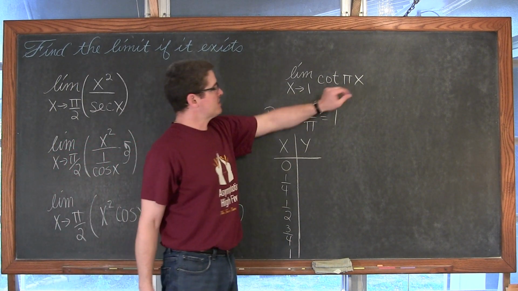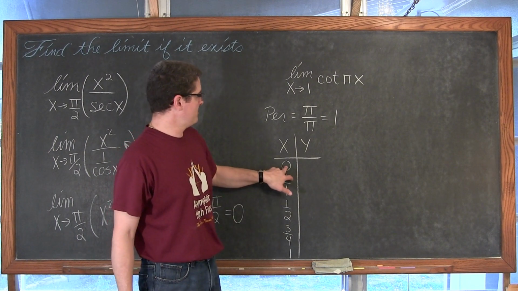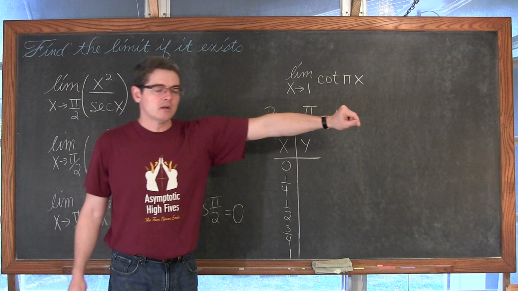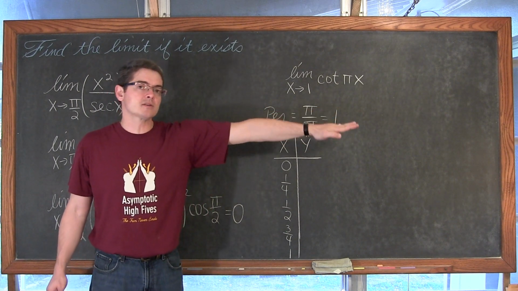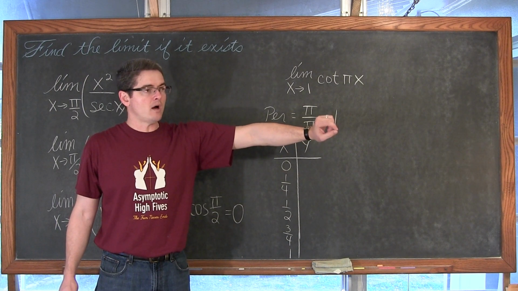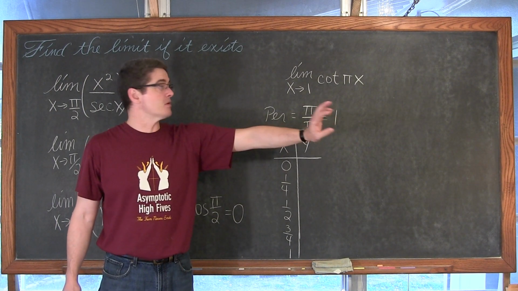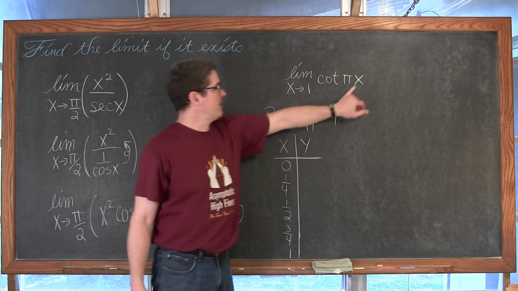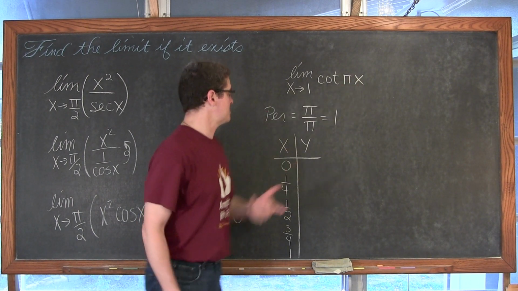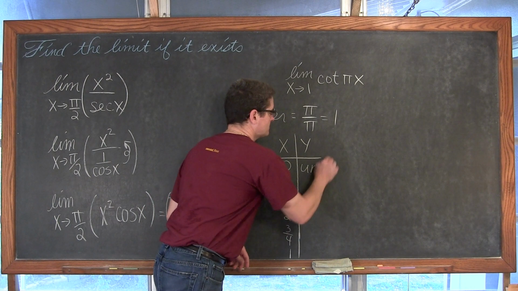Well, the cotangent of 0, pi times 0 is 0. Cotangent is x over y. So my x value is 1 and my y value is 0. So I'm dividing by 0. So cotangent of, again, plug in 0, multiply it by pi, that's 0. The cotangent is undefined there.